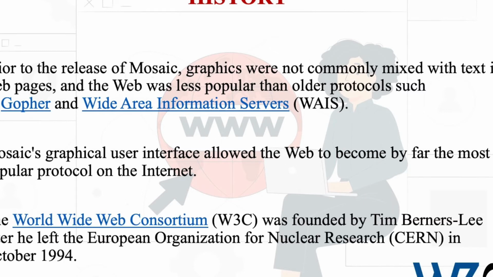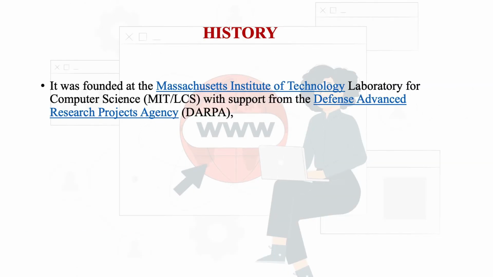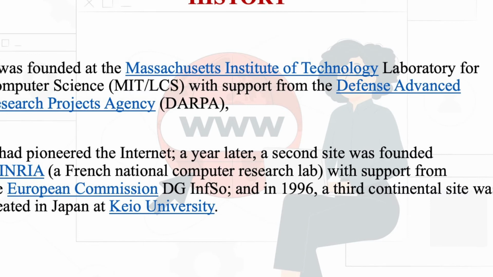The World Wide Web Consortium was founded by Tim Berners-Lee after he left the European Organization for Nuclear Research in October 1994. It was founded at the MIT Laboratory for Computer Science with support from the Defense Advanced Research Projects Agency, which had pioneered the internet. A year later, a second site was founded at INRIA with support from the European Commission DG INFSO, and in 1996 a third continental site was created in Japan at Keio University.